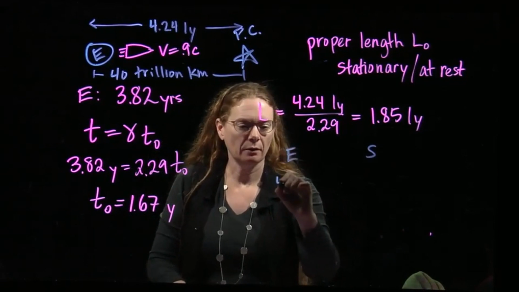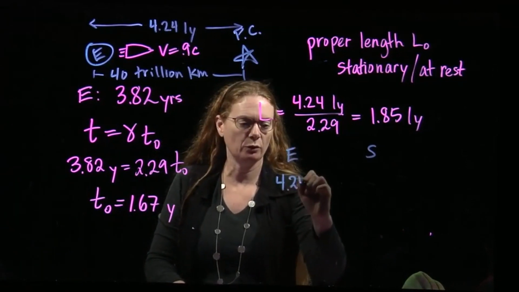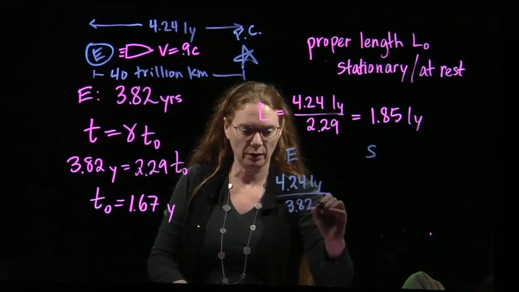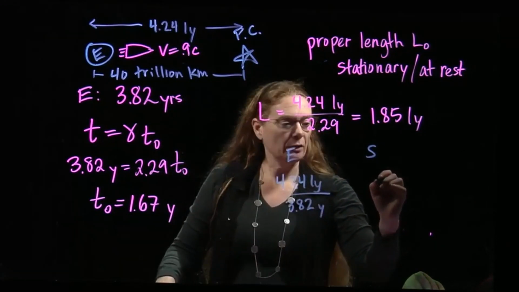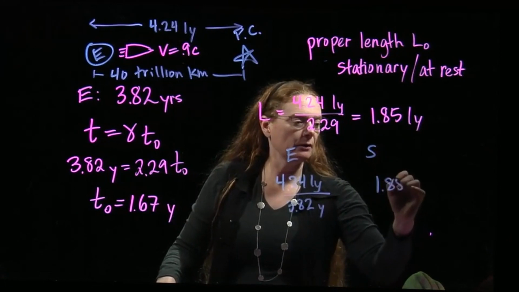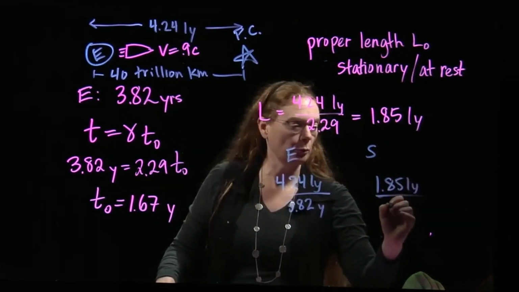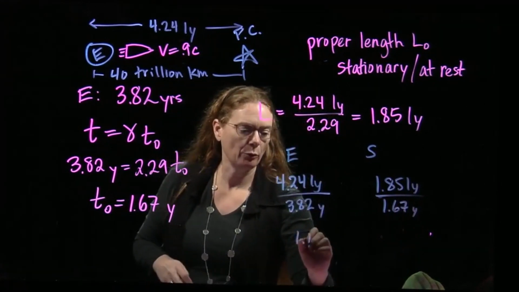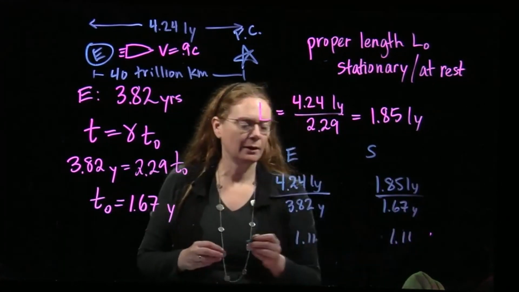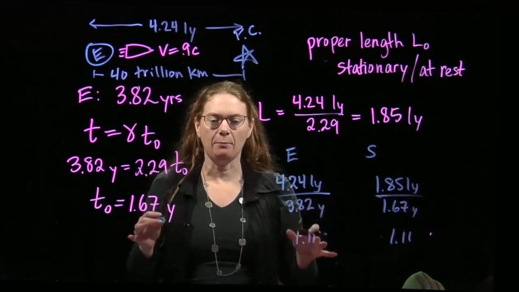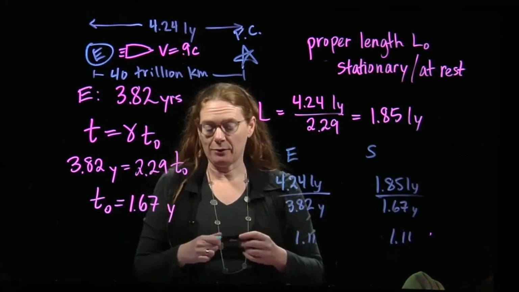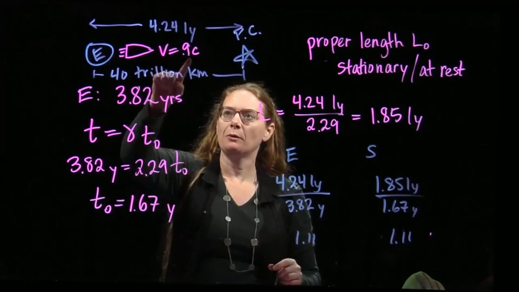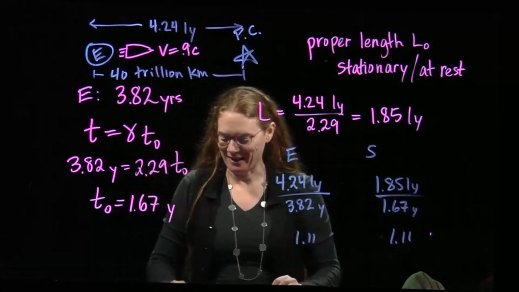For Earth, the distance was 4.24 light years, and the time it took was 3.82 years. For the ship, 1.85 light years, and the time was 1.67 years. If you do the math on that, 1.11, 1.11. It's the same. So the speed is the same. These are consistent. And if you want to have some fun, try to figure out what this is in relationship to the 0.9c. See if you can figure that out.